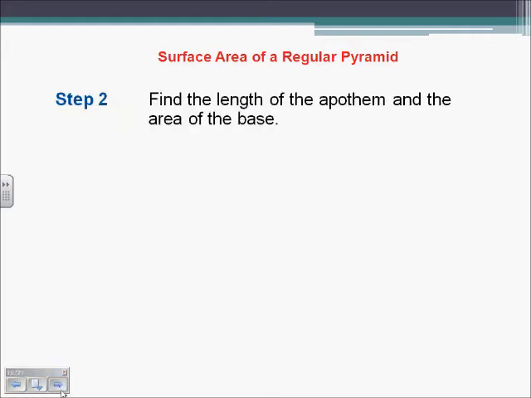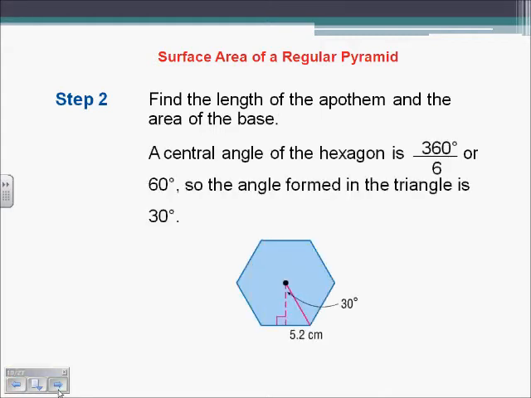Step 2, we want to find the length of the apothem and the area of the base. We know the area of the base is just going to be 1/2 our apothem times the perimeter. So we already know the perimeter, so now we just need to find the apothem to find our area. So first we need to find our central angle. We know that's going to be 360 divided by 6, but our apothem always splits our little triangles into 2 equal parts, so that angle formed there is just half of that, which is going to be 30.